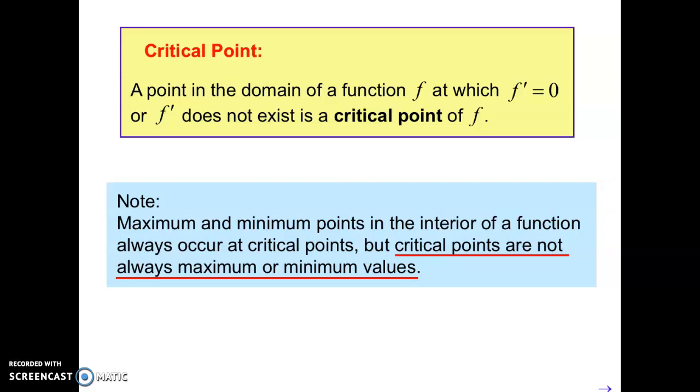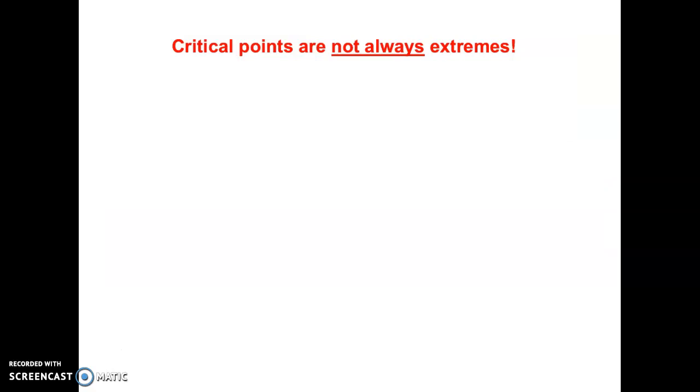However, we have to be careful here. Just because we have a critical point does not always guarantee that I have a minimum or a maximum value. So let me say this again. If I have minimum or maximum values in the interior of a function, not at its endpoints, they are always going to occur at critical points. However, be careful, because having a critical point does not necessarily guarantee that I have a min or max. Critical points are not always extremes.